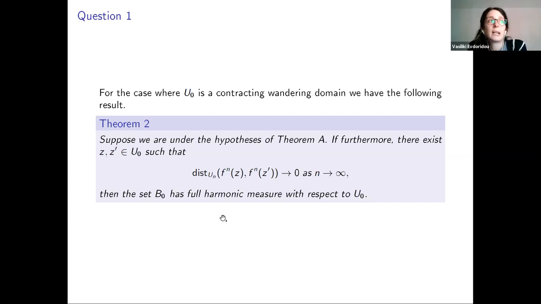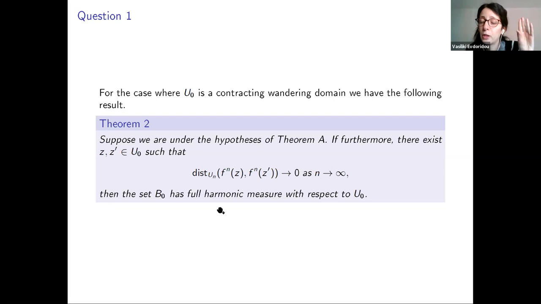Now, what I mean by contracting, let's pause for a minute here and go back to what I said was a classification of simply connected wandering domains. We classified simply connected wandering domains in terms of hyperbolic distances of orbits of points into three different types, one of them being a contracting wandering domain, which is precisely the case where the hyperbolic distance between the orbits of any two points in U naught tends to zero. So here we add this extra hypothesis that our wandering domain is contracting.